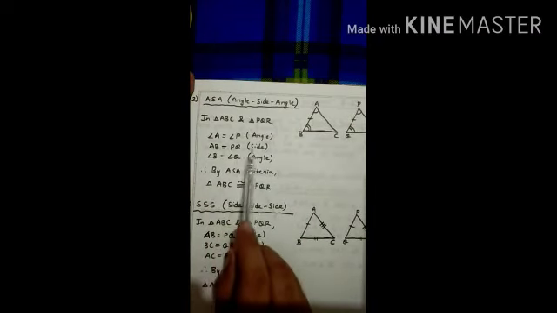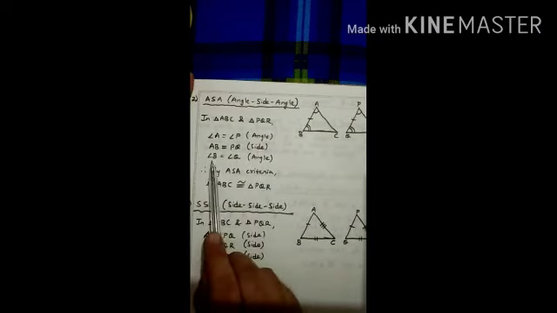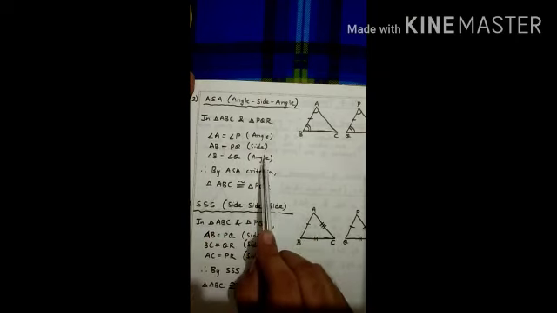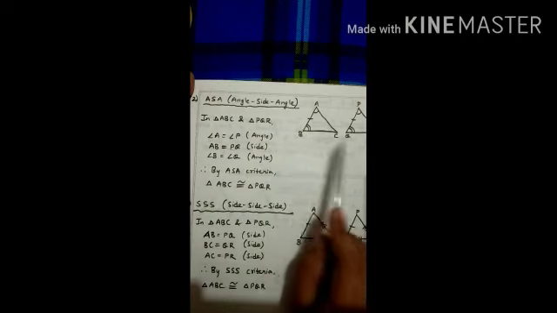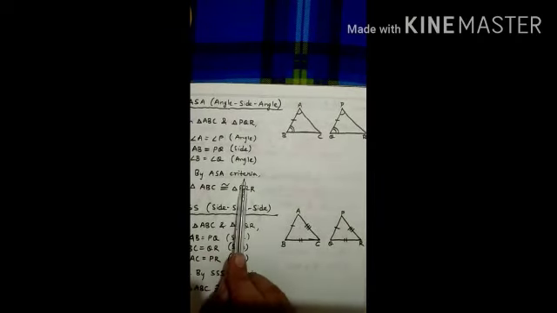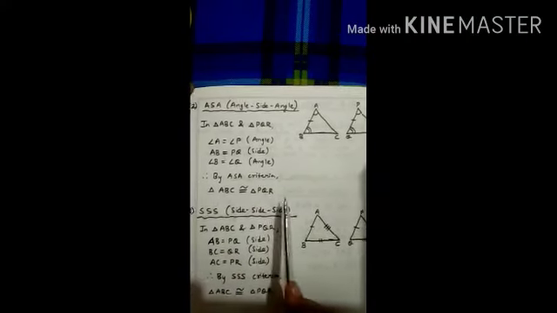AB equals PQ, one of the equal sides, and angle B equals angle Q. This means angle side angle. These two triangles are congruent to each other by the angle side angle criteria. Triangle ABC is congruent to triangle PQR.